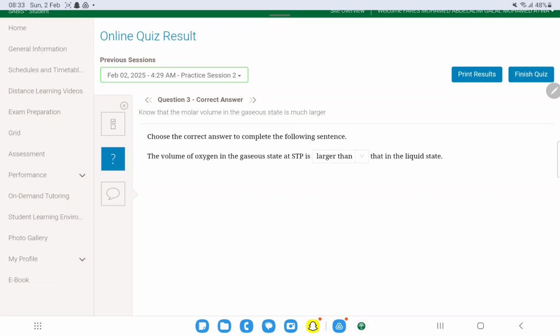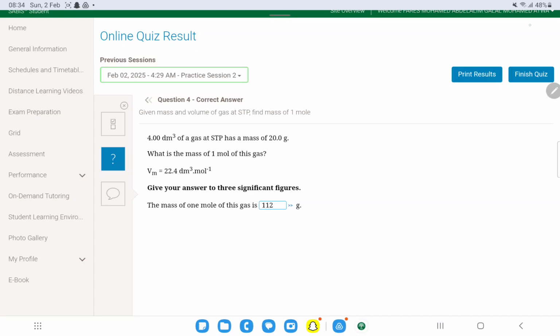The volume of oxygen in the gaseous state at STP is larger than in the liquid state. So any gas, the volume of its gaseous state is way larger than its liquid state or any condensed state. Most of the time, even when you're doing calculations and they tell you the volume in condensed phases like solids or liquids, you just say it's negligible.